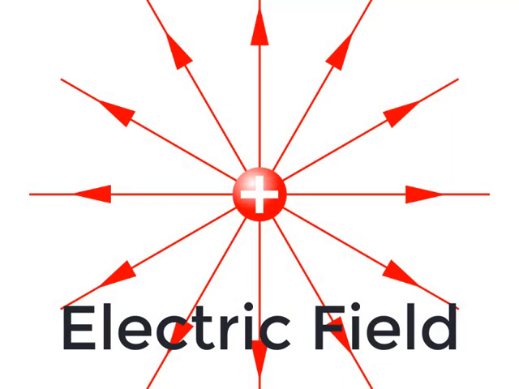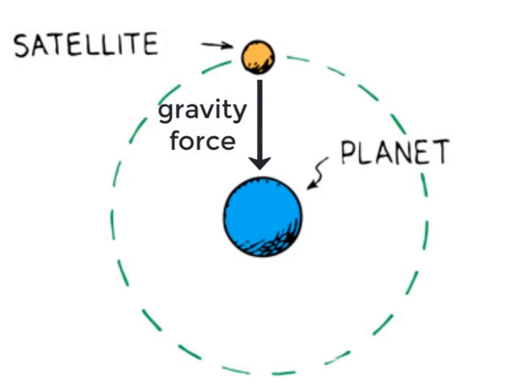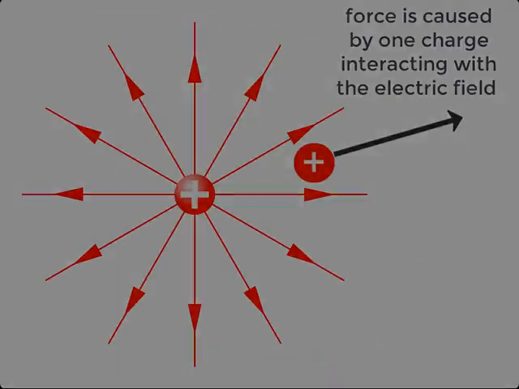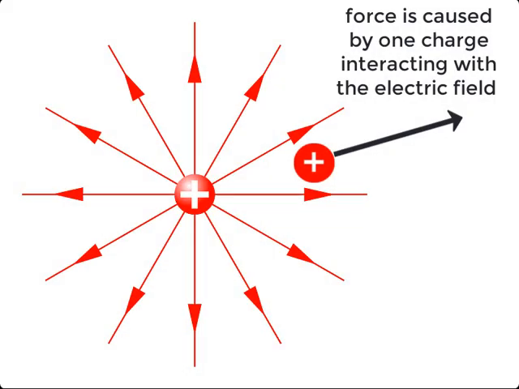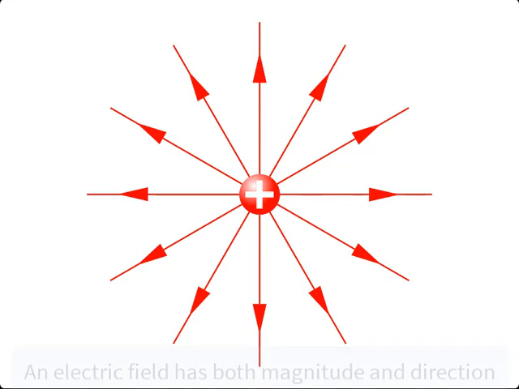An electric field is a force field that surrounds an electric charge or group of charges. A gravitational force holds a satellite in orbit about a planet, and an electrical force holds an electron in orbit about a proton. The force that one charge exerts on another is the interaction between one charge and the electric field of the other. An electric field has both magnitude and direction. The magnitude can be measured by its effect on charges located in the field.